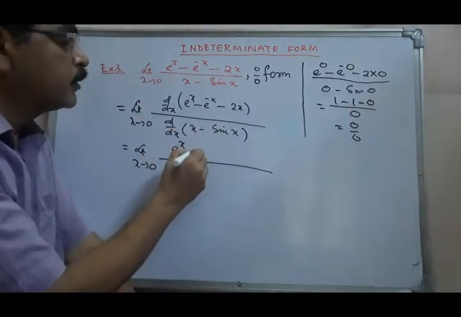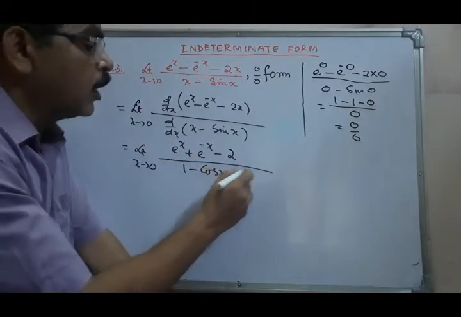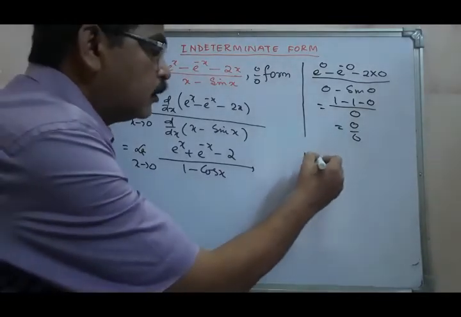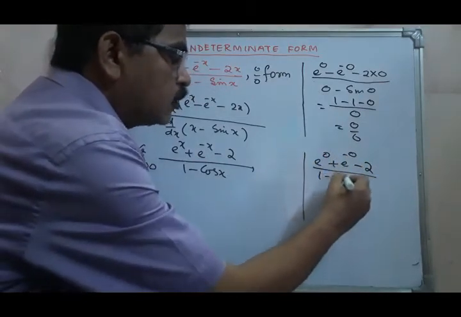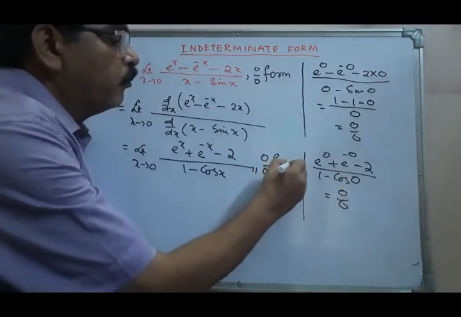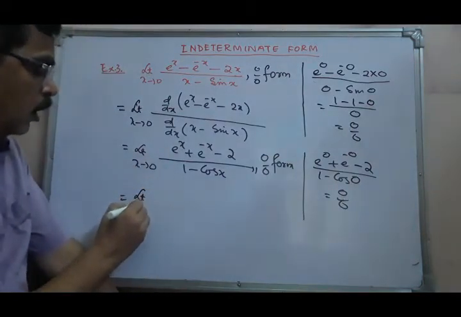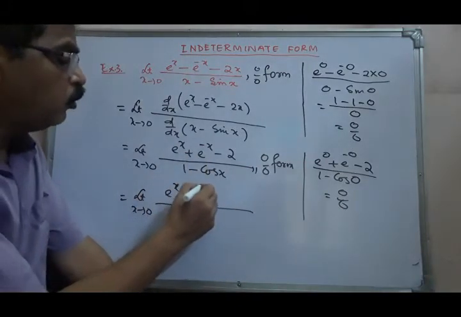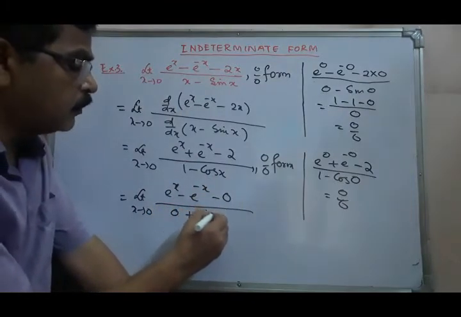This is (e^x + e^(-x) - 2)/(1 - cos x). Again if you replace the value, what will we get? We will get (e^0 + e^(-0) - 2) divided by (1 - cos 0), which is 0 by 0 form. So therefore applying L'Hospital rule, that is the derivative of numerator, e^x - e^(-x) - 0, divided by 0 + sin x.